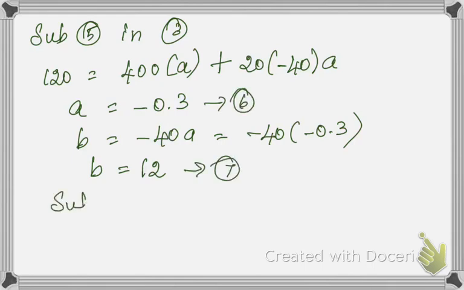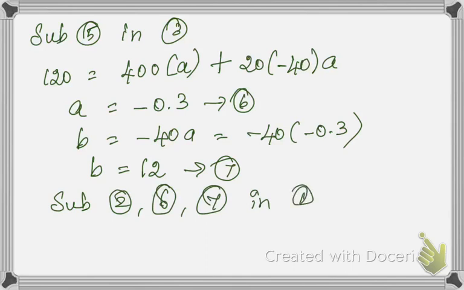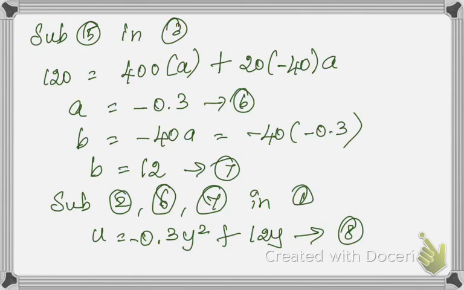So I can substitute 2, 6 and 7 in 1 to get the equation, because we have determined the value of a, b and c. So u is equal to minus 0.3 y square plus 12y. C value is equal to 0. This will be equation number 8. So I have got the value for u. So u is equal to minus 0.3 y square plus 12y.